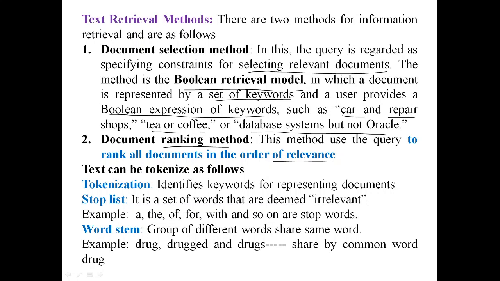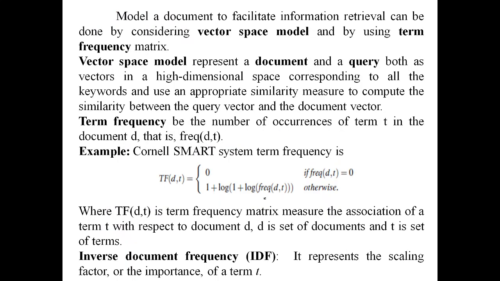Then the stop list is a set of words which are irrelevant, that is a, the, for and so on, to stop those words. And word stems are the related words that are grouped into the same word, for example drug, drugged, drugs all come under the same word drug. So generally when you take any document for information retrieval, we use the vector space model and we use the frequency term matrix.